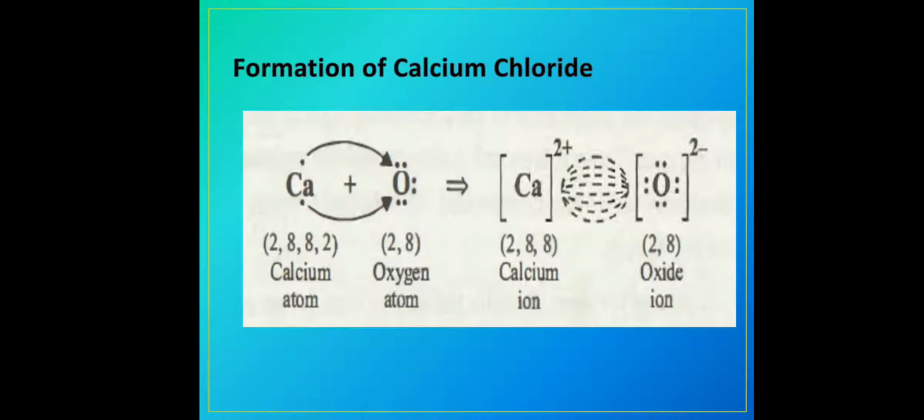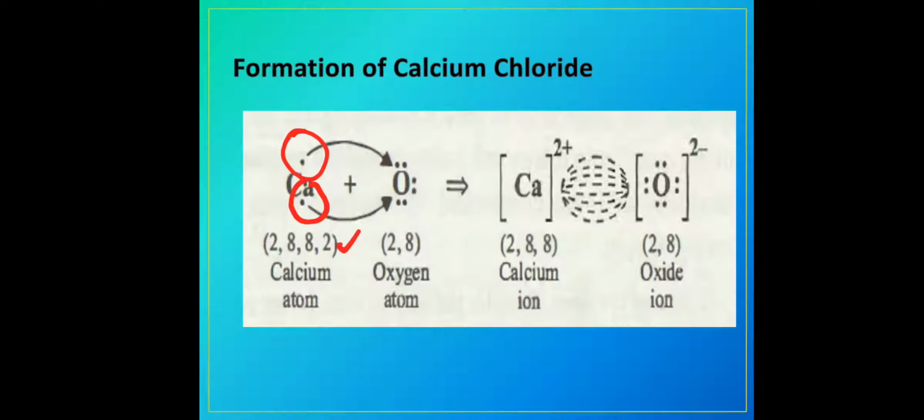It's only the valence electrons, two electrons that are shown as dots, and that is why it is called an electron dot diagram. And oxygen, if you see, oxygen's electronic configuration is 2, 6.